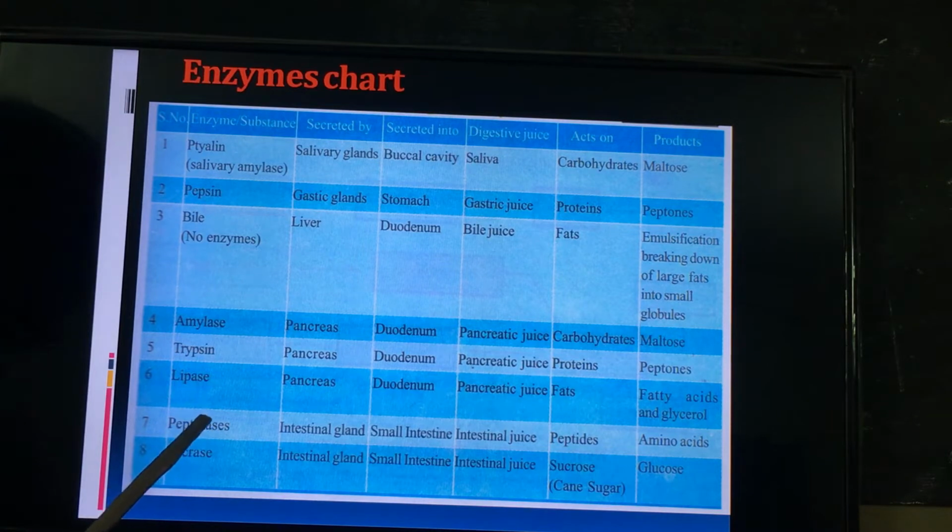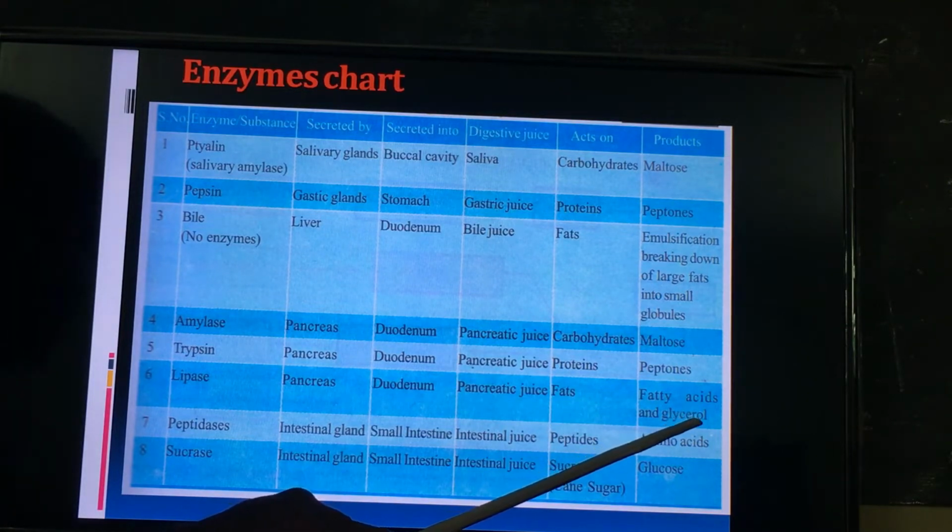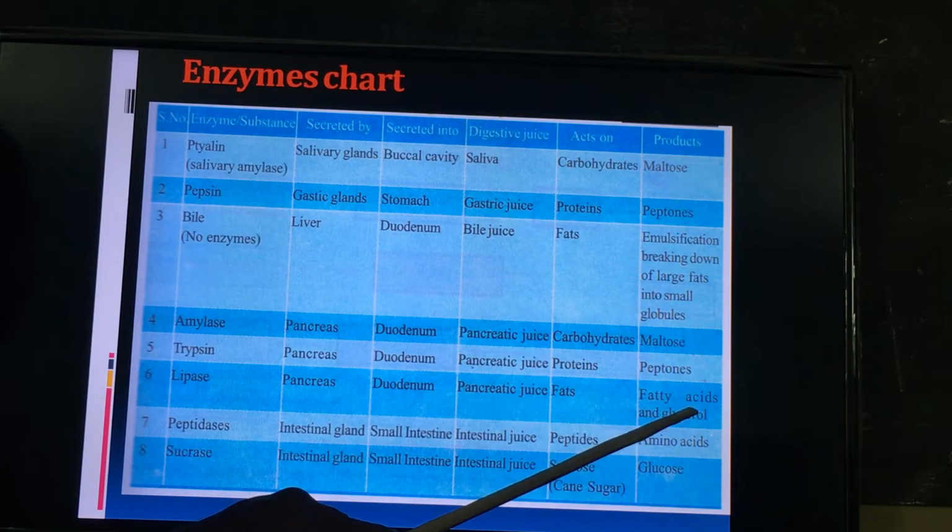Peptidases are enzymes released in a juice known as intestinal juice from the intestinal glands present in the small intestine. They act on peptides, the complex one, into amino acids. Keep it in mind, amino acids are the smaller units of proteins.